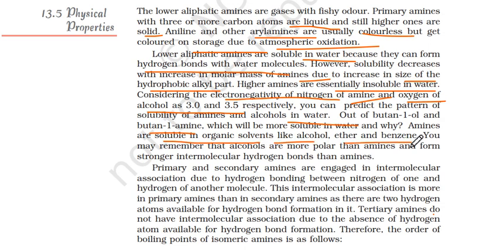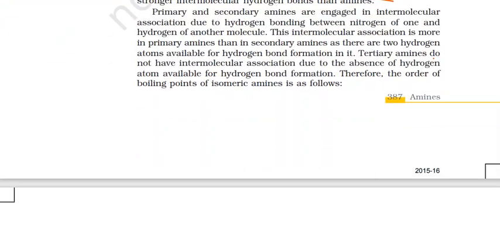You may remember that alcohols are more polar than amines and form stronger intermolecular hydrogen bonds than amines. So they are more soluble. The alcohols become more soluble because there's a large electronegativity difference. Primary and secondary amines are engaged in intermolecular association due to hydrogen bonding between nitrogen of one and hydrogen of another molecule.